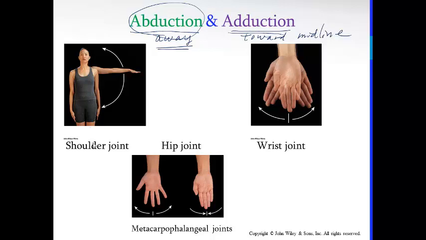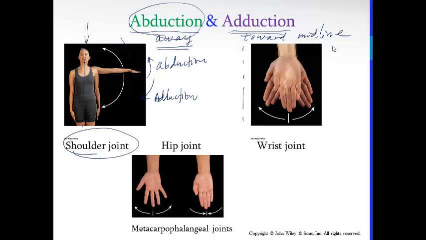So we can apply this to our, for instance, shoulder joint when you are moving your arms further away from the midline. This is the midline. So moving away, this is abduction. Moving back home, adduction. Same thing can happen at our wrist joint. And make sure you know where your reference point is, the midline.